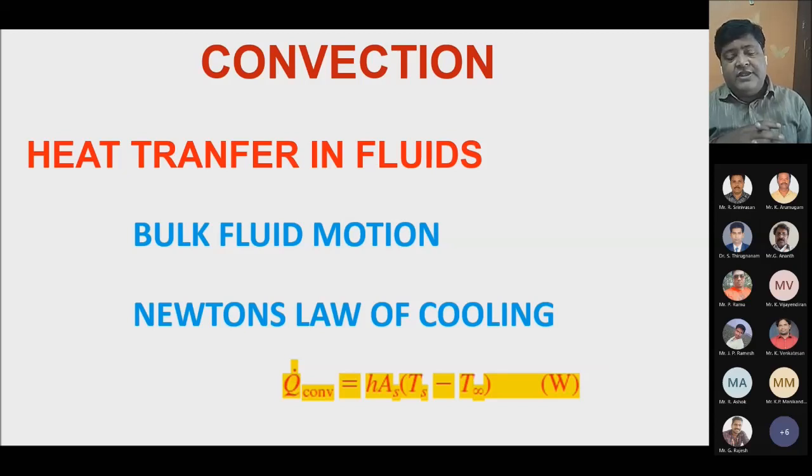A_s is the surface area on which the fluid is in contact, a surface which is at, for example, temperature T_s, and the fluid is at T infinity. Here T_s minus T infinity is the surface temperature minus the fluid temperature. The fluid temperature is represented by the infinity symbol in convection. So this is the simple formula you can use to calculate convection heat transfer from any surface.